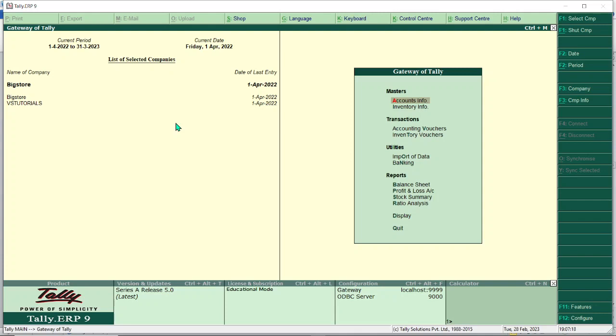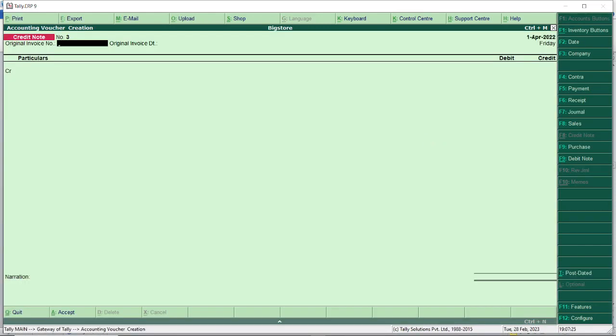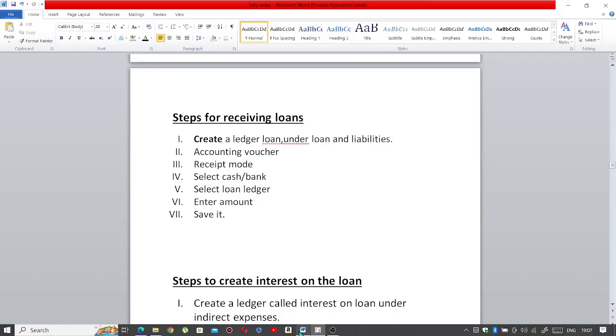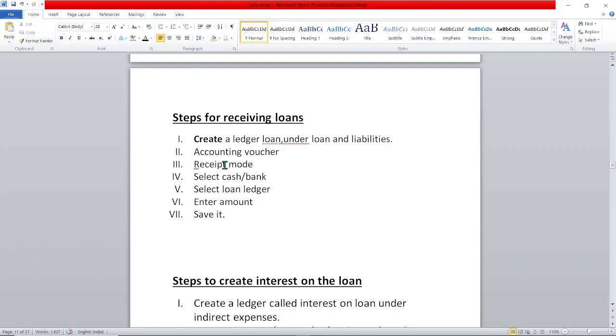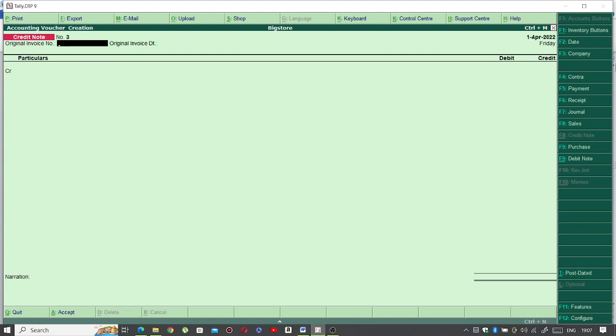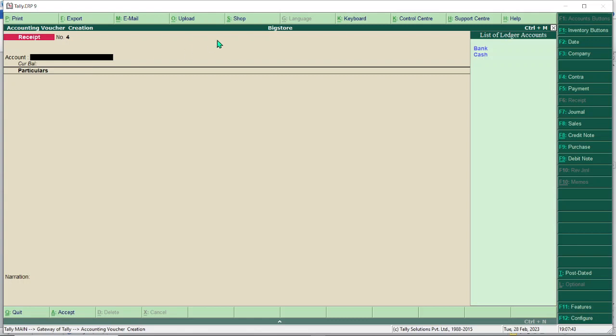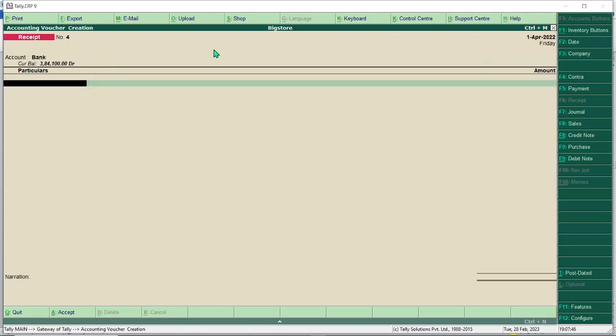then I go to receipt mode. I go to accounting vouchers. I go to receipt mode and then I select cash or bank. Accounting vouchers, I go to receipt mode, I select space bar and then I select bank because I will take loan from bank. Okay. I will take loan and save it in bank.